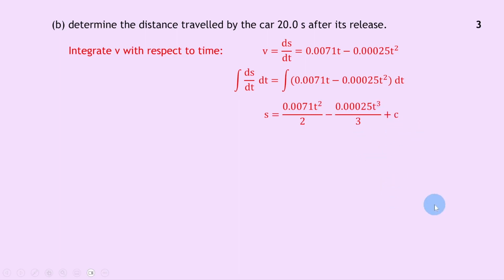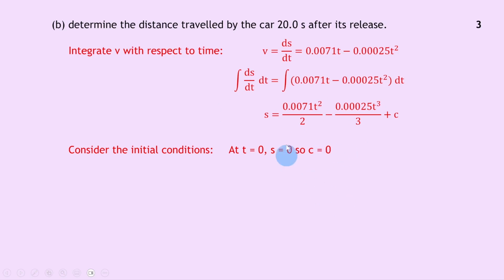Plus c, where c is our constant. So to find out what our constant c is, we need to consider the initial conditions, which remember is just what happens when time t equals 0. So at time t equals 0, we can say the displacement s of the car is 0 because it's not moved yet. So if we sub in t equals 0 into here, then these two terms become 0, and if s is 0, then that means c is equal to 0 as well.